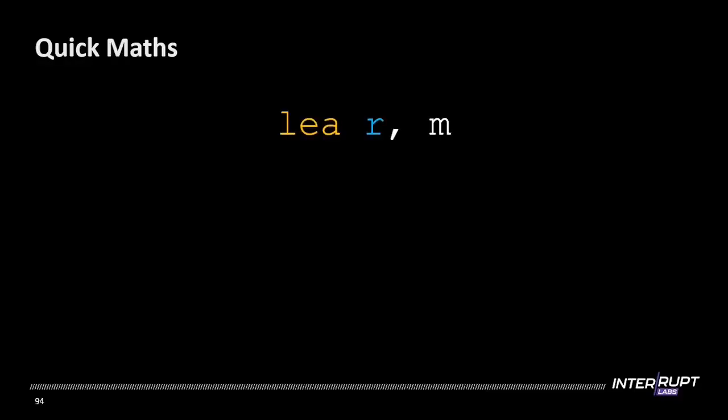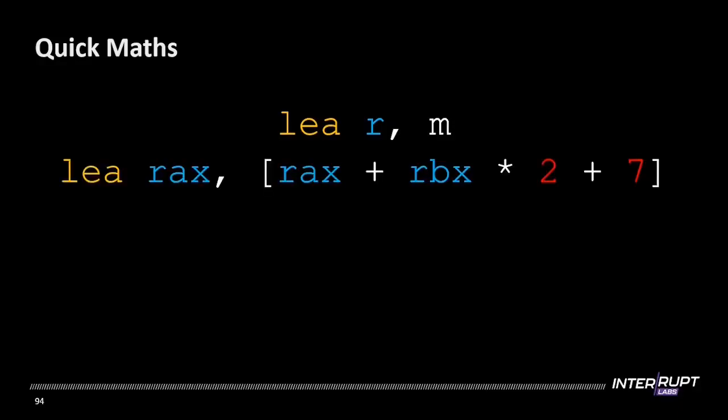One final thing to talk about before we move on to the stack is this LEA instruction, which stands for load effective address. This performs the memory location calculation for the second operand, but it doesn't access it. Instead, it just stores the result of that calculation in the first operand. This means it's commonly used to perform certain mathematical operations very quickly. So here's an example where RAX is set to RAX plus RBX times 2 plus 7. Normally this would take multiple instructions and be quite slow, but thanks to LEA, it's a lot faster.